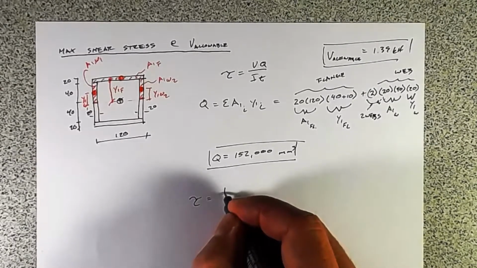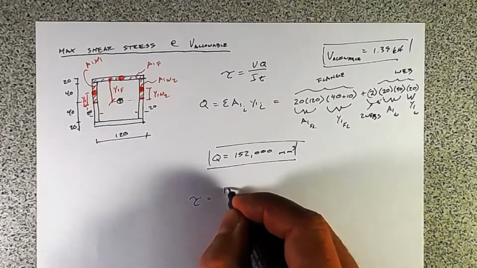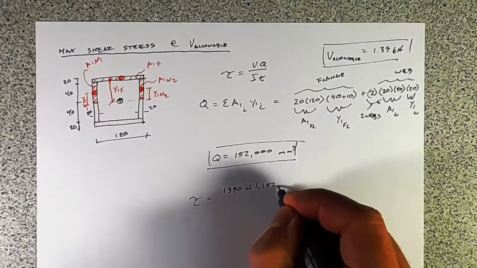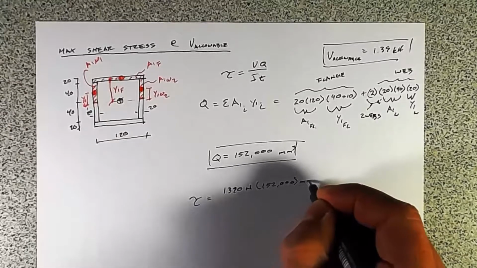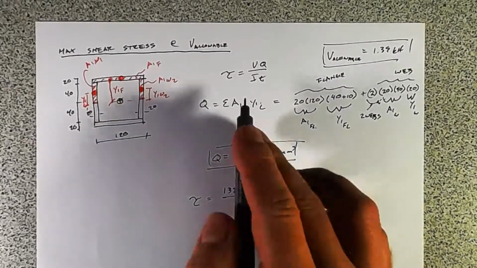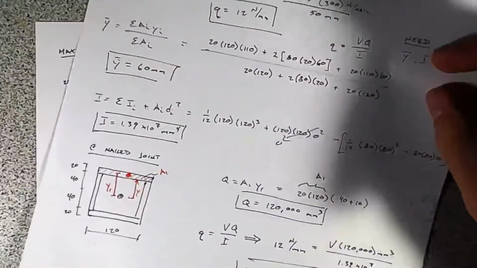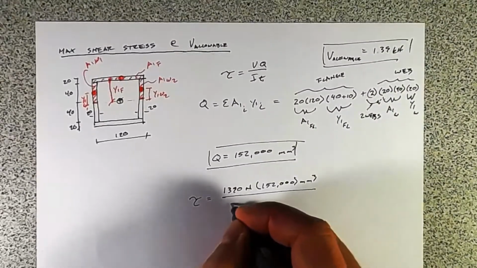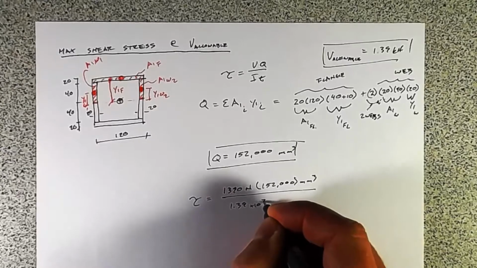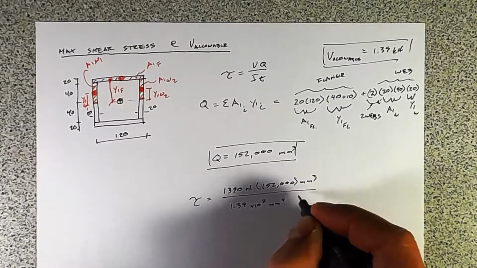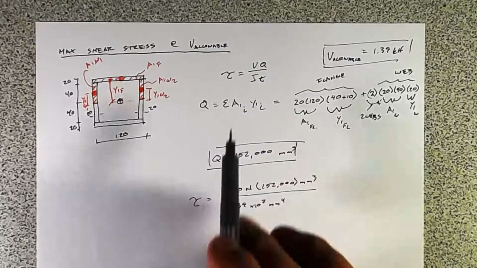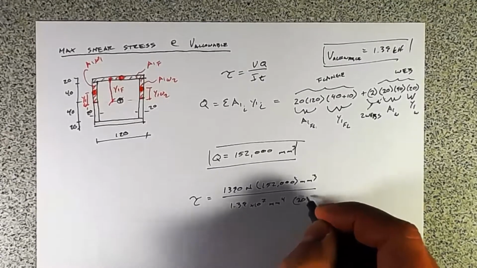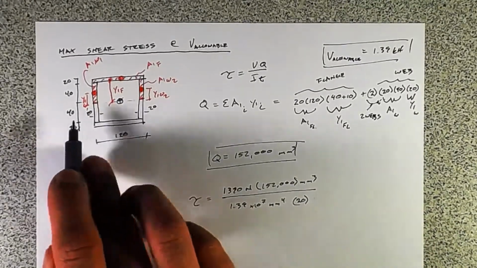is just going to be 1.39 kilonewtons, or 1,390 newtons times 152,000 millimeters to the third, over I we found over here to be 1.39 times 10 to the 7th millimeters to the fourth. And now for our T, well, that's 20 millimeters times 2 webs.